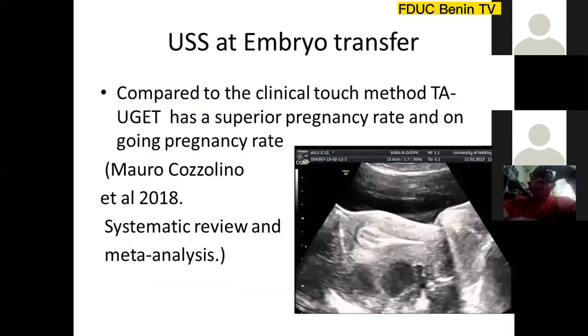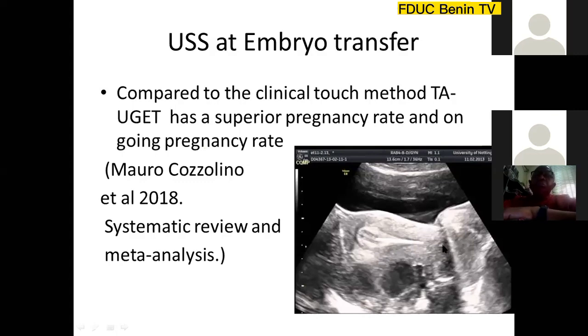Now, at embryo transfer, until recently, embryo transfer has been the clinical touch method. The clinical touch method is using landmarks. And when you introduce the wireless catheter into the uterus, you allow 3 markings to be outside the cervix. At that point, you can now inject the embryo that is contained in the catheter.